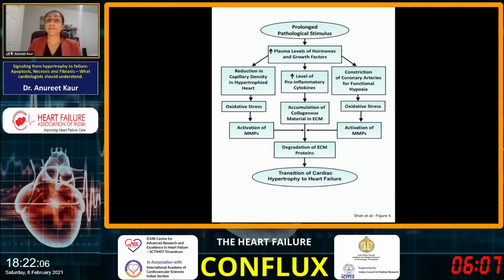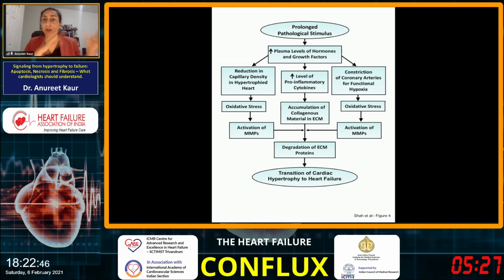Now, we know that if this stimulus is prolonged, which means we have increasing levels of hormones and growth factors in circulation for a longer duration, that, as I mentioned initially, will cause disproportionate capillary bed development. But another important factor to consider is that it leads to, I would say, an imbalance in cytokine production. So pro-inflammatory and anti-inflammatory cytokine balance is disrupted, which leads to the accumulation of, I would say, collagenous material in the extracellular matrix.